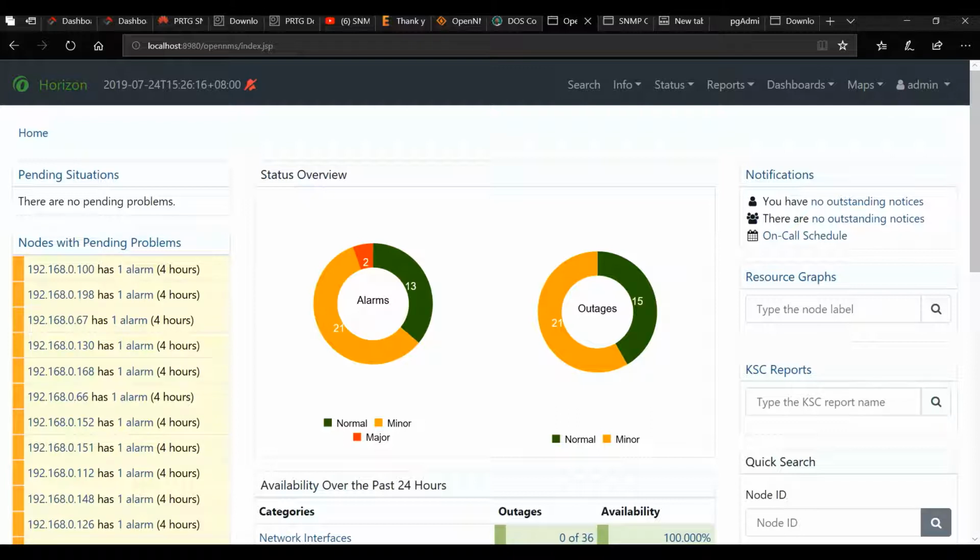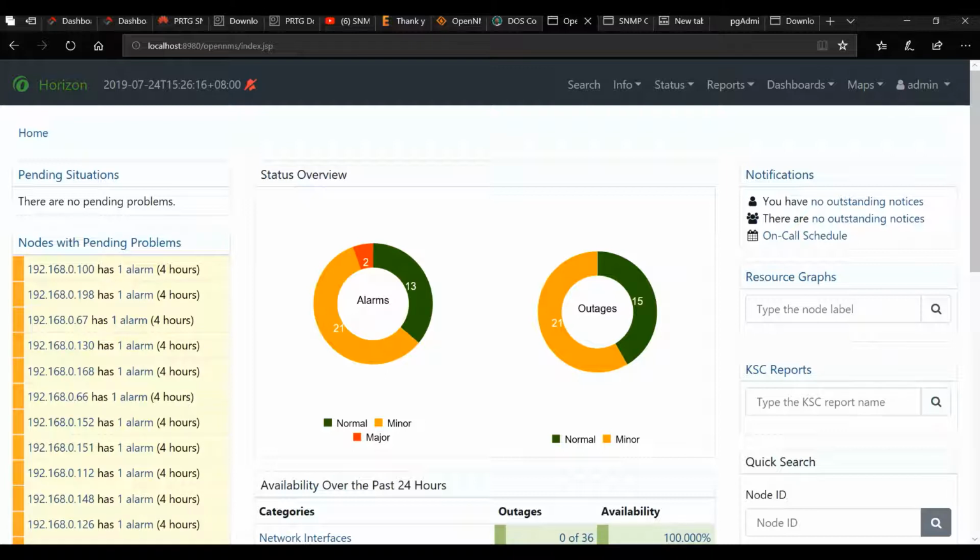Currently OpenNMS has three main functional areas. The first is service monitoring, where a number of monitor modules can determine if network-based services such as ICMP, HTTP, DNS, etc. are available. Second, data collection by using SNMP and JMX. In this situation, we are using SNMP. The third main function is event management and notifications, which includes alarm reduction and a robust notification system with escalations and duty schedules.